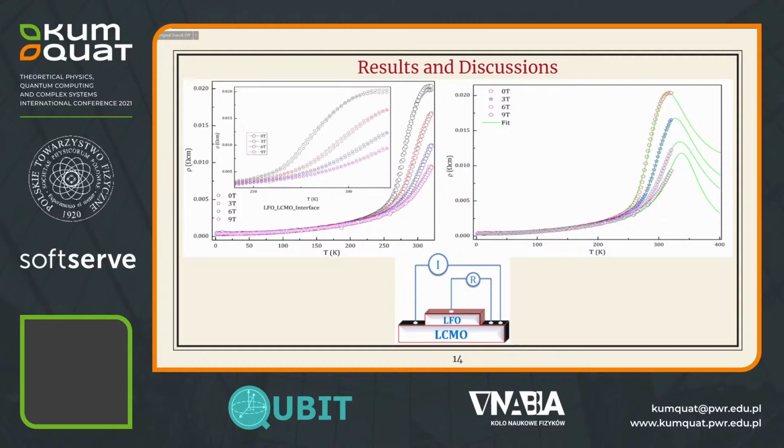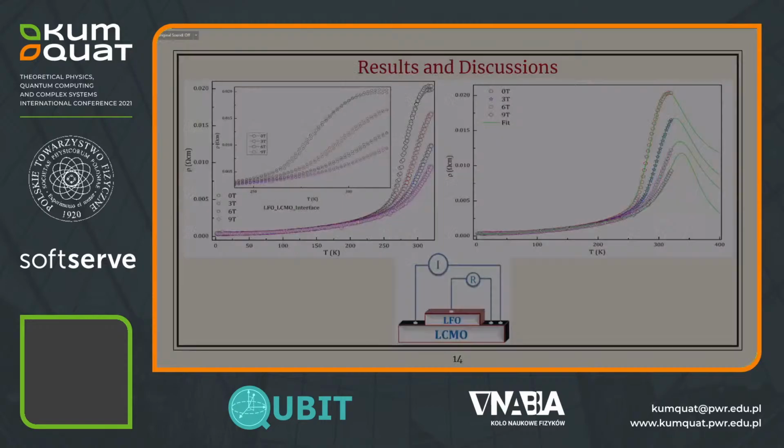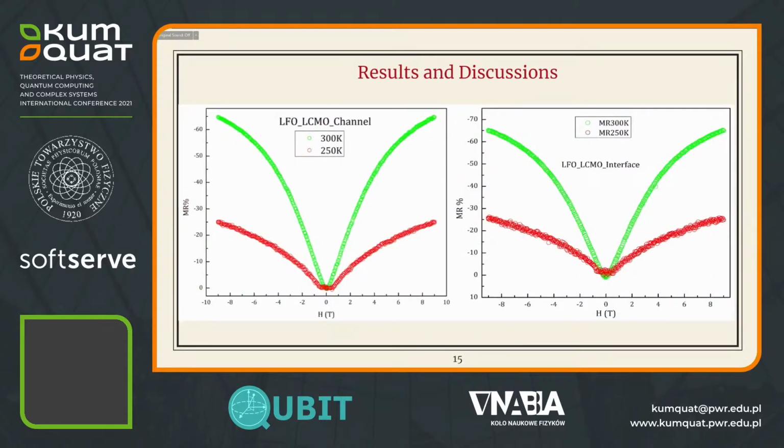Similarly, a percolation model was fit to this to understand the charge transport mechanism and to find the transition temperature, and it was found that the same pattern follows. These are known as the magnetoresistance graphs, which is a very important property of manganite.